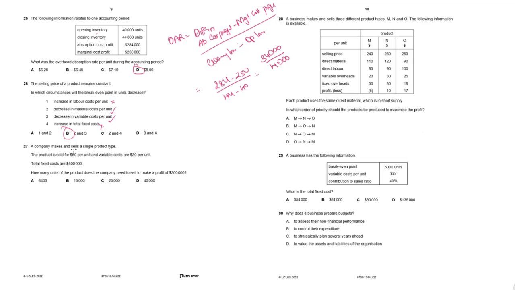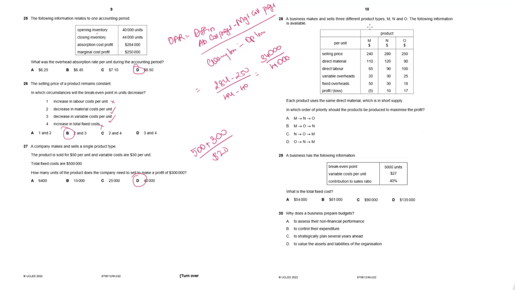A company makes and sells a single product type. The product is sold for $50 per unit and the variable cost is 30. Fixed cost is 500,000. How many units of the product does the company need to sell to make a profit of 300,000? We did this in paper 11 also. The fixed cost plus the target profit divided by contribution per unit, which is $20. So 800,000 divided by $20, 40,000 units, 27D.